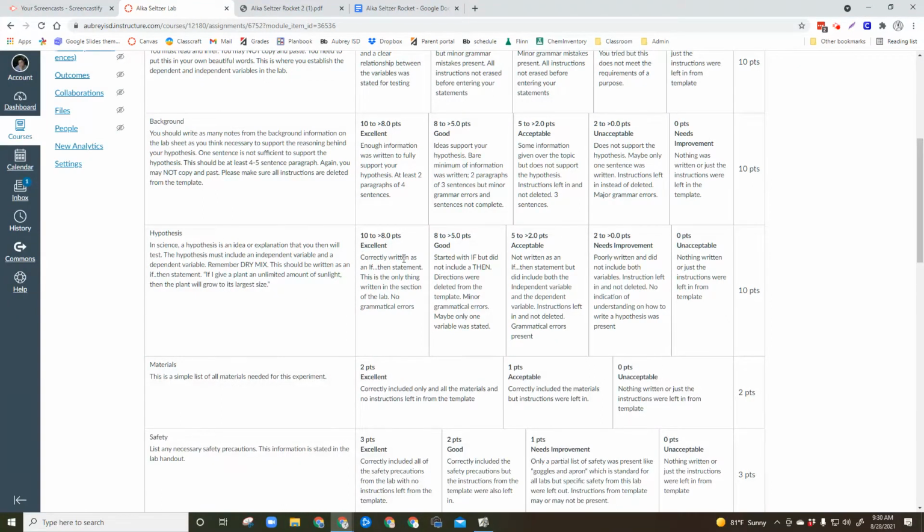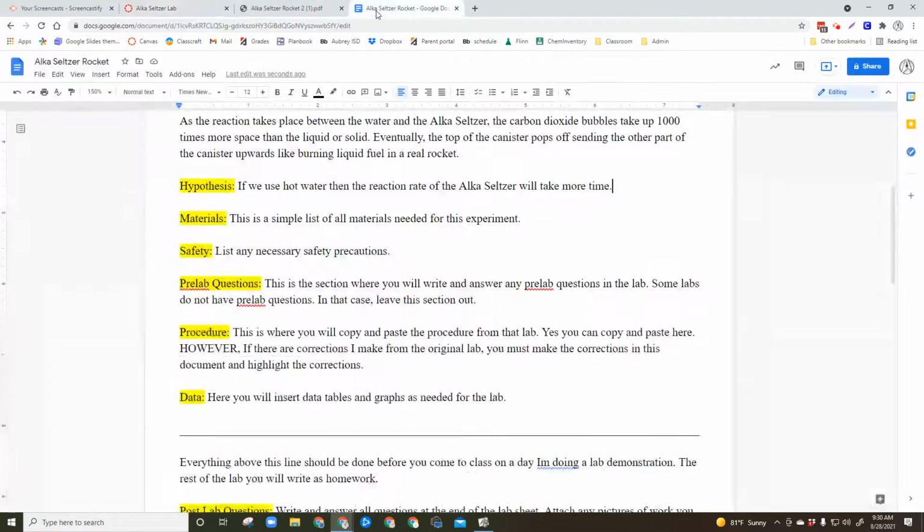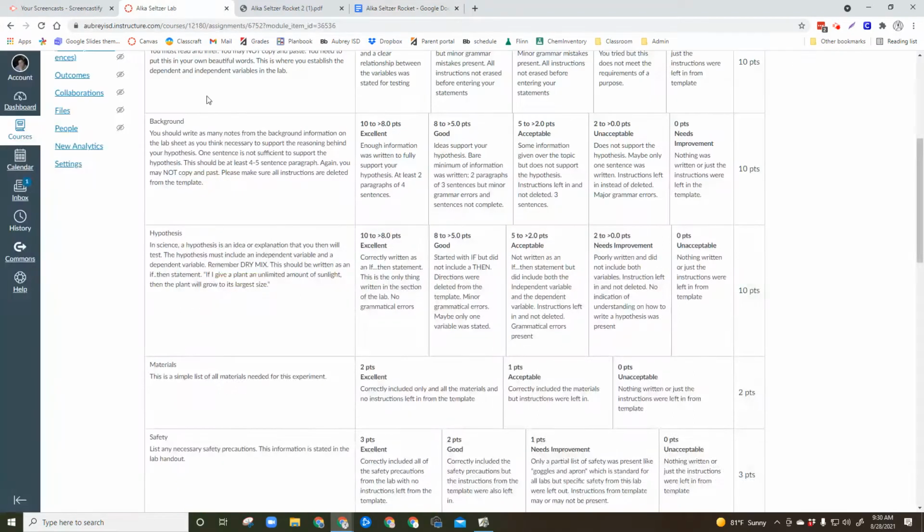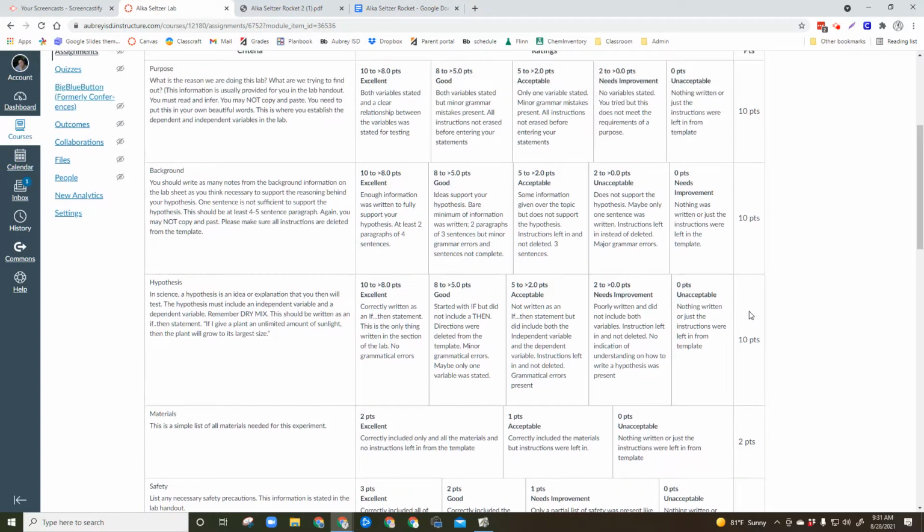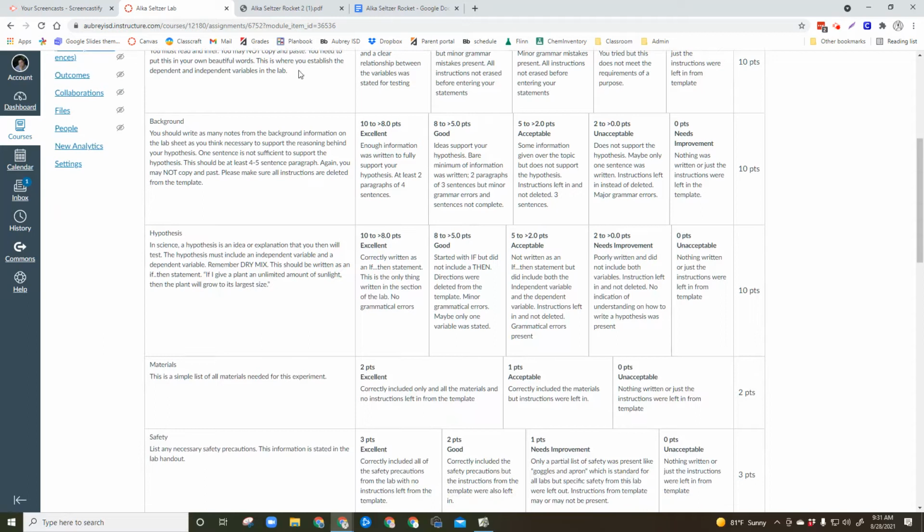Okay, so correctly written as an if-then statement. This is the only thing that's written in this section of the lab, no grammatical errors. Okay, so we just write the if-then statement without any grammatical errors, and you're going to get full points. How many points is that? 10 points. Okay, because that's pretty important, knowing what you're testing and knowing how to write a hypothesis. So is the purpose of the lab. Knowing the purpose of the lab, 10 points.